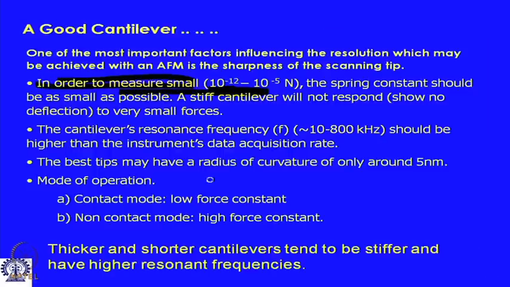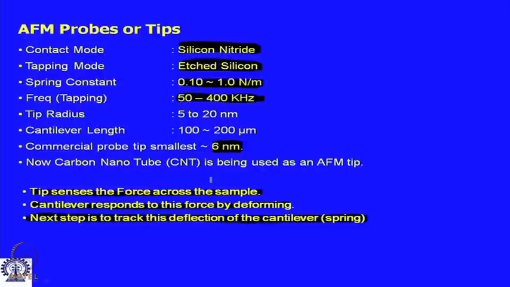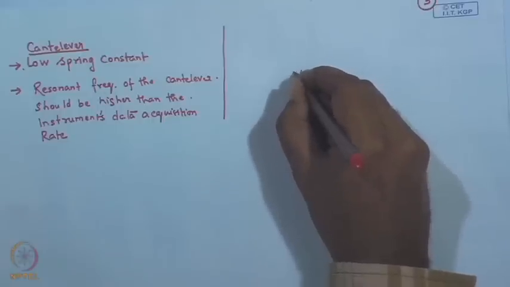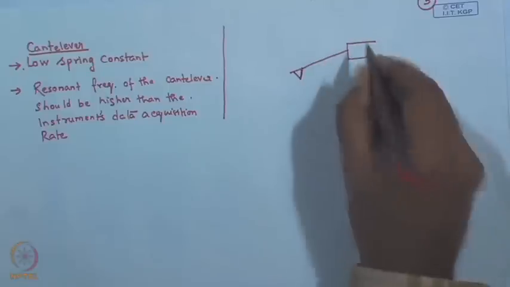Before I move on to the other hardware elements or the quadrant photodiode, let me just explain what these three sentences mean: the tip senses the force across the sample, the cantilever responds to this force by deforming, and the next step is to track the deflection of the cantilever. So you understand that you have a probe, which is a very sharp tip, mounted to a cantilever, which acts as a spring.